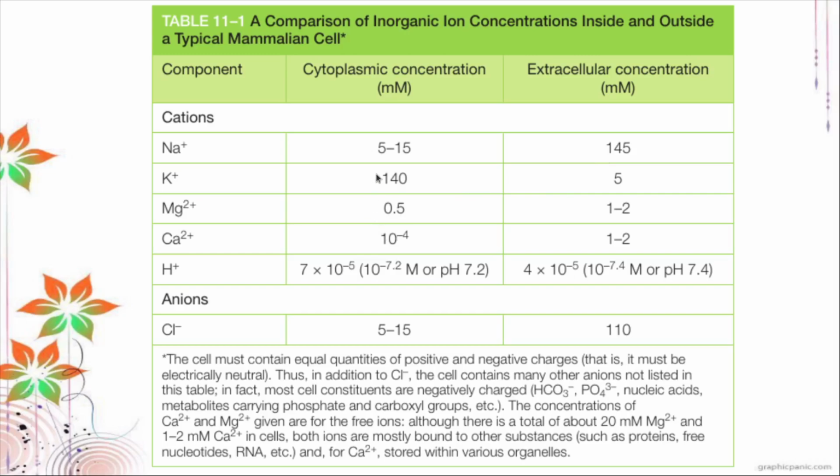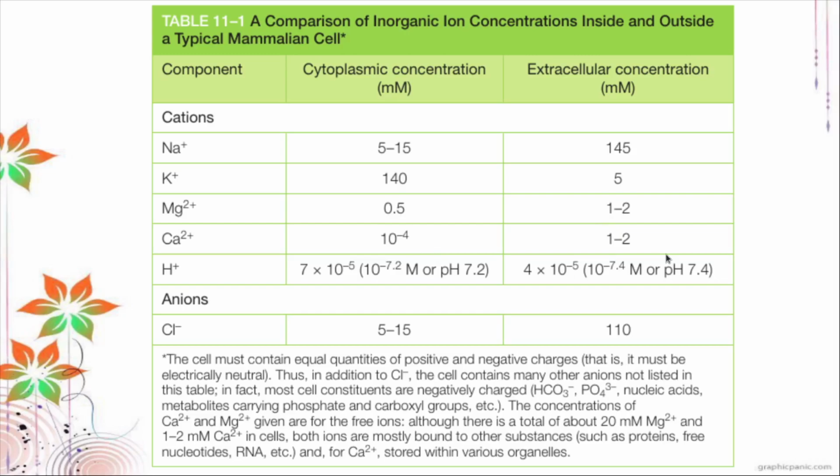And then the opposite is true for potassium. There are much more potassium ions inside than outside. For magnesium, it's just a 2 to 4 fold difference, but for calcium ions, compared to the other ions, you have a very, very small amount of calcium inside the cell compared to the outside, which has a large amount.